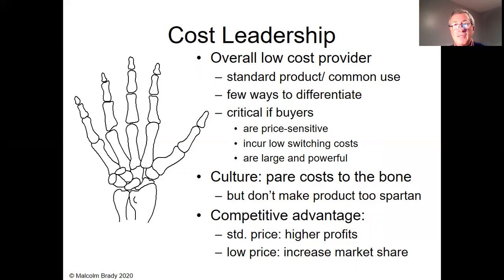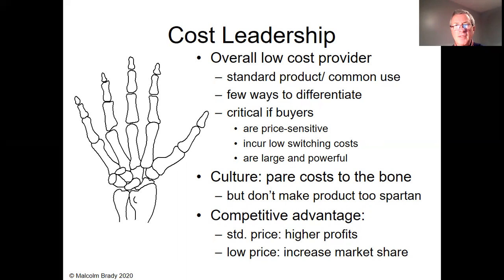Generally speaking, it's suggested when there's a very standard product or there's a common usage of a product. So there's not much difference between products anyway. So hence it may make sense to be a cost leader, or aim for that particular advantage, if there are few ways to differentiate the product. Or if buyers are particularly price sensitive, then obviously keeping your cost down is critical. Or if they incur low switching costs, if they can switch between one supplier and another, or one firm and another, then again, cost leadership can be important to keep your prices down. Or if they're large and powerful, forcing you to keep your costs down. So those are the cases where it makes sense to follow a low cost provider strategy.